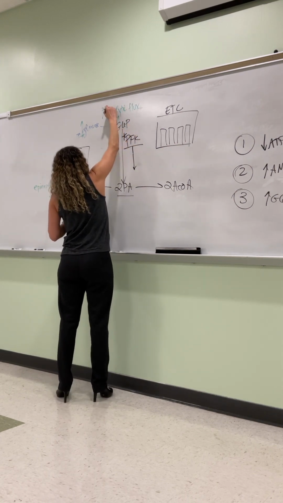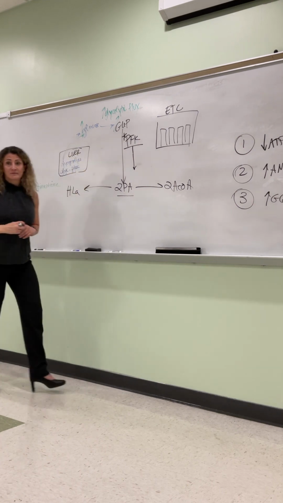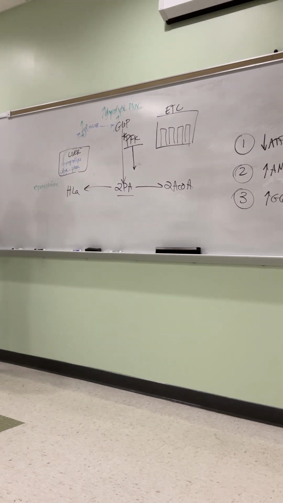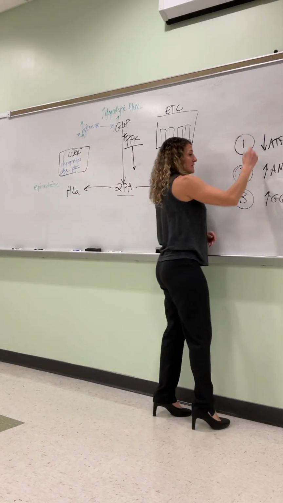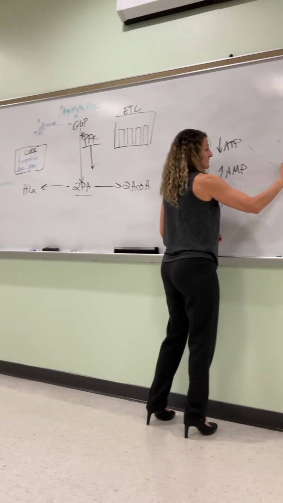Like an influx of substrate into the muscle. Increased glycolytic flux. Now we have a lot of G6P. All three of these things activate PFK.